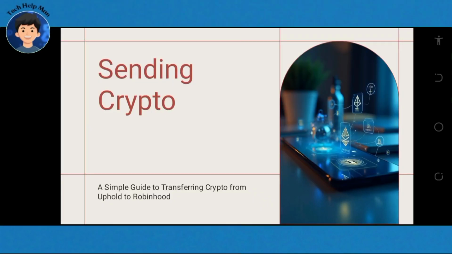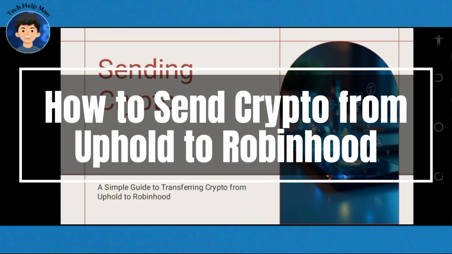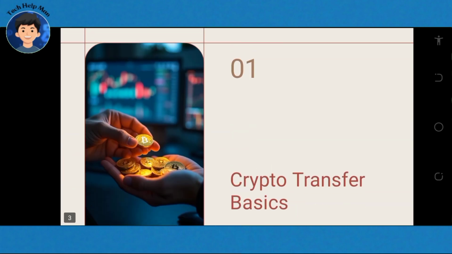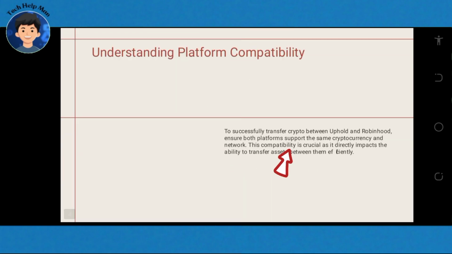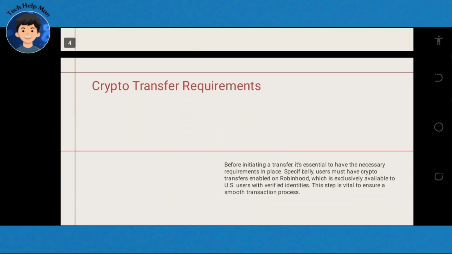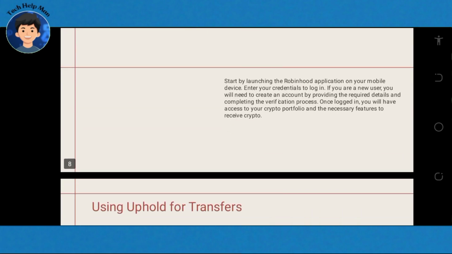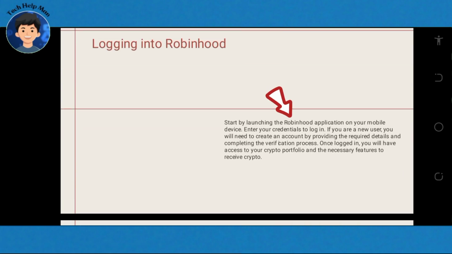In this video, let me show you how to send crypto from Uphold to Robinhood. To send crypto from Uphold to Robinhood, both platforms must support the same cryptocurrency and network. You also need to have crypto transfers enabled on Robinhood, which is available only to users with verified identities.